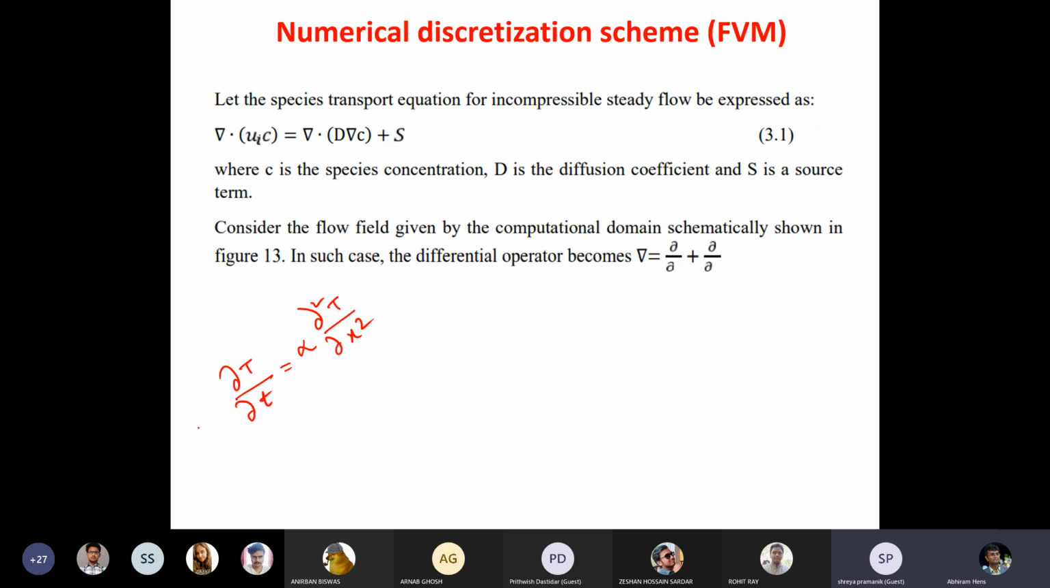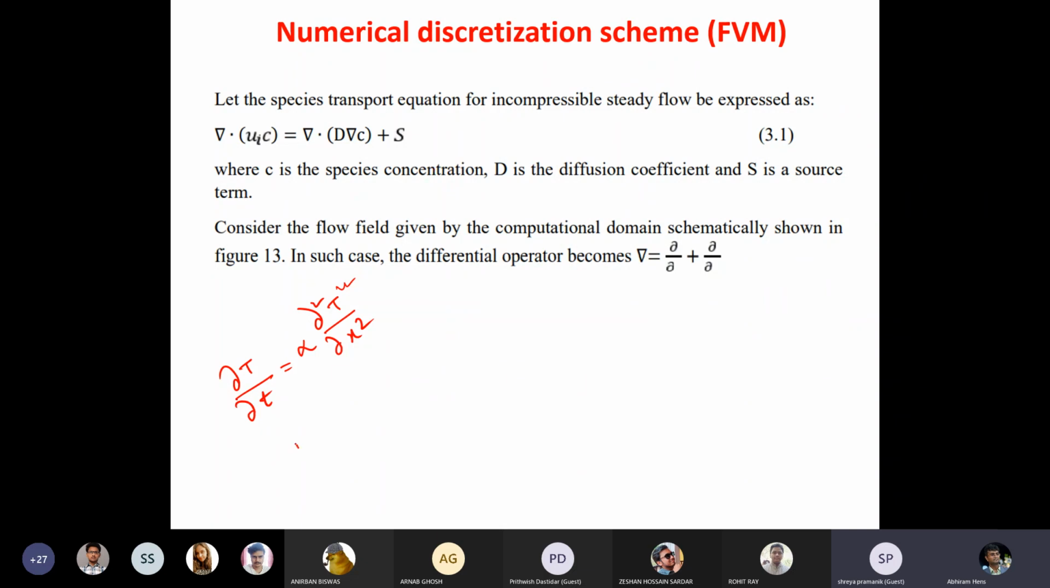Okay, so this is the unsteady diffusion equation in one dimension. We have understood how to discretize the spatial term and the temporal term. Now we need to see how we can do the convective term discretization.